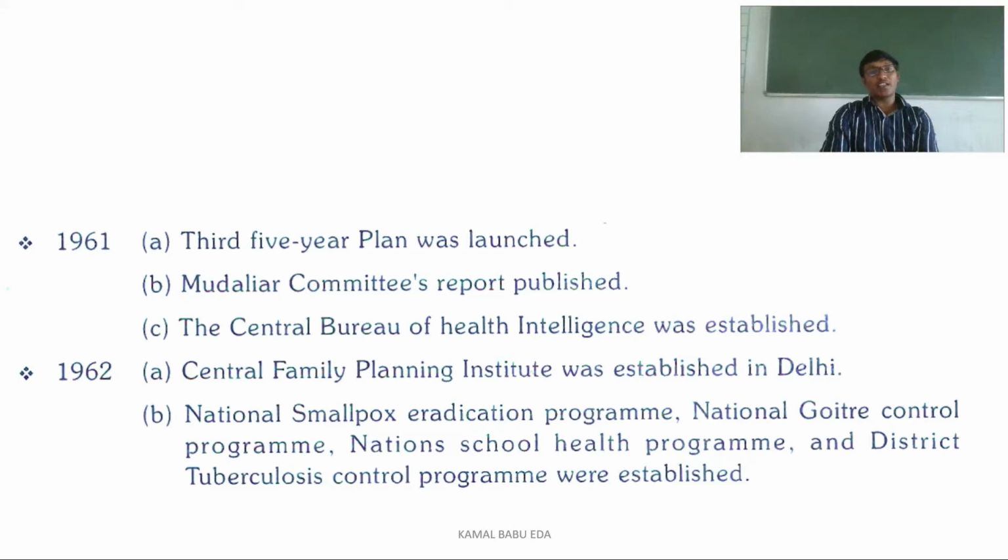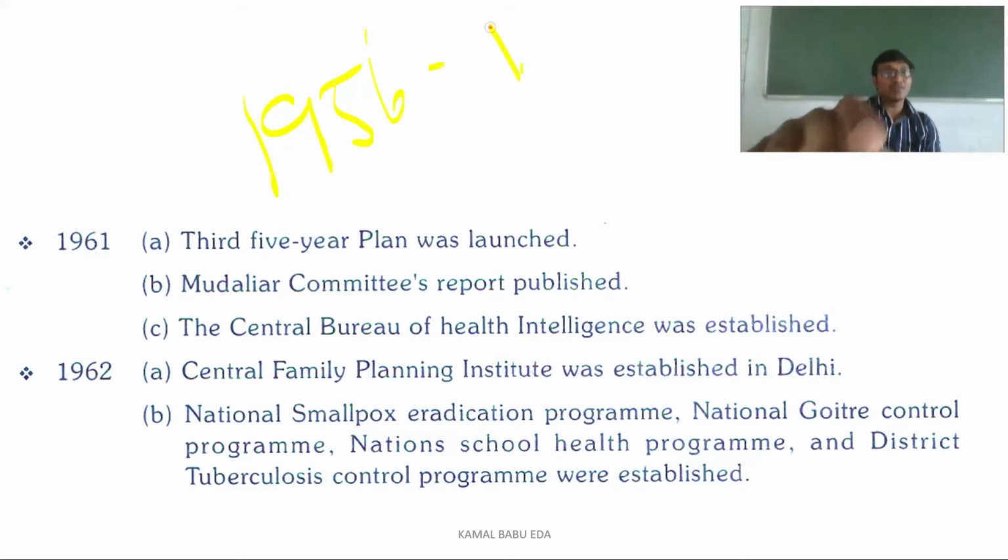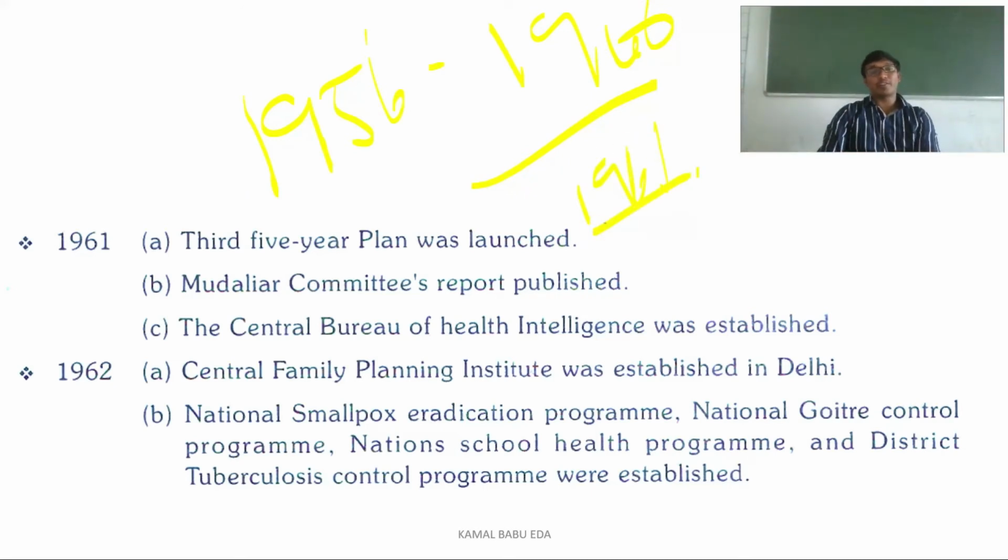And then in the year 1961, the third 5-year plan was started. The second 5-year plan was from 1956 to 1960, and in 1961 the third 5-year plan started. In the third 5-year plan, the Mudaliar Committee report was published, and the Central Bureau of Health Intelligence was also established. And in the year 1962, the Central Family Planning Institute was established in Delhi, and the National Smallpox Eradication Program, National Goiter Control Program, National School Health Program, and District Tuberculosis Program were established.